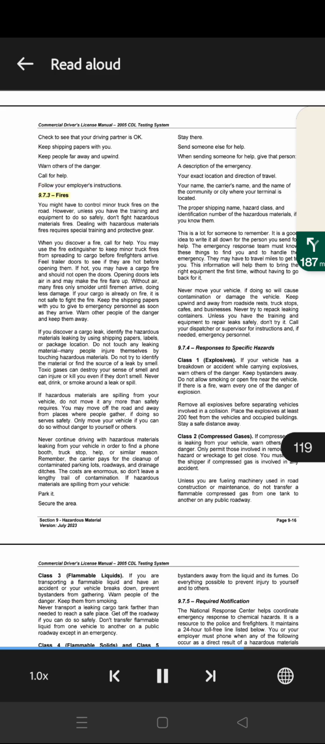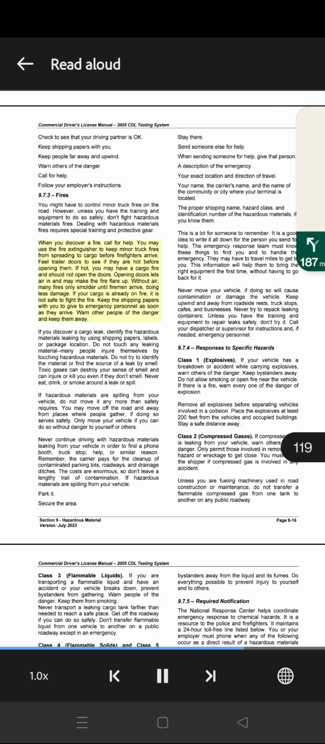9.7.3 Fires. You might have to control minor truck fires on the road. However, unless you have the training and equipment to do so safely, don't fight hazardous materials fires. Dealing with hazardous materials fires requires special training and protective gear. When you discover a fire, call for help. You may use the fire extinguisher to keep minor truck fires from spreading to cargo before firefighters arrive.